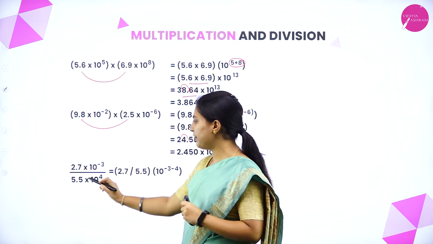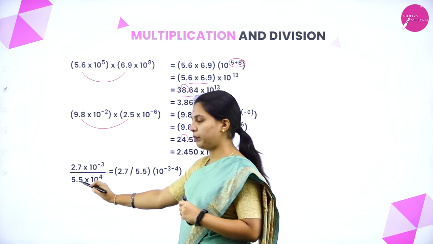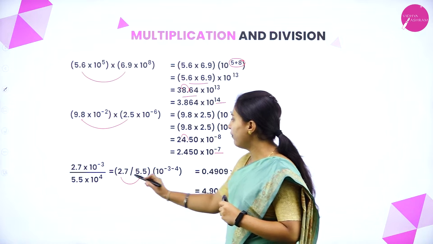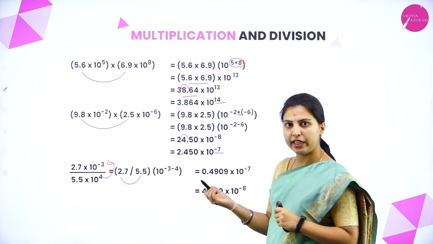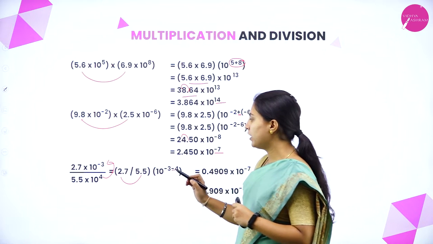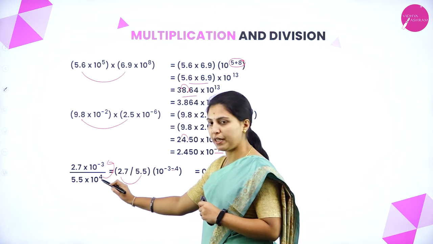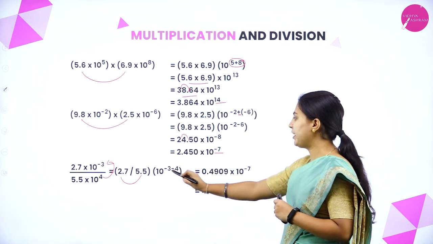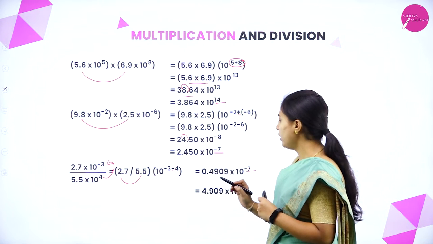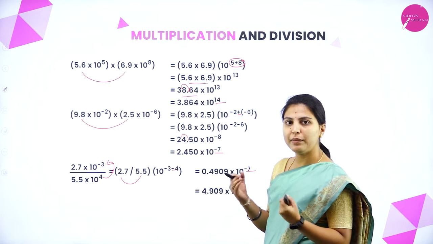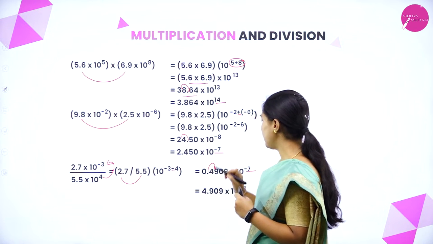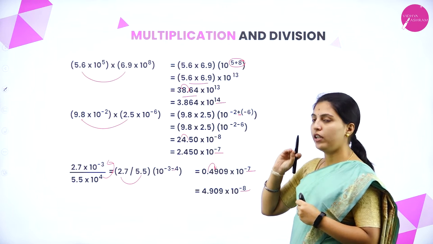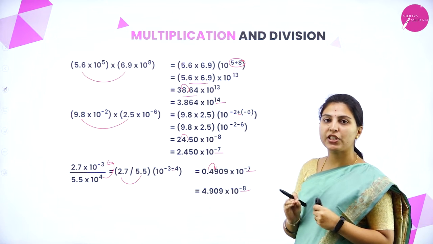Okay, we will see the division part. 2.7 into 10 to the power of minus 3 by 5.5 into 10 to the power of 4. What you have to do? You have to divide these two. But when you are moving from denominator to numerator, the sign will be changed. Here plus 4 is present. When you are changing it to numerator, minus 4 will happen. What will happen? Minus 3 minus 4 is minus 7. Again, this 0.4 is one digit only, but it is small, so you are converting to the right side. So one will be added, with a negative sign. Okay, this is the technique of doing scientific notation multiplication and division.